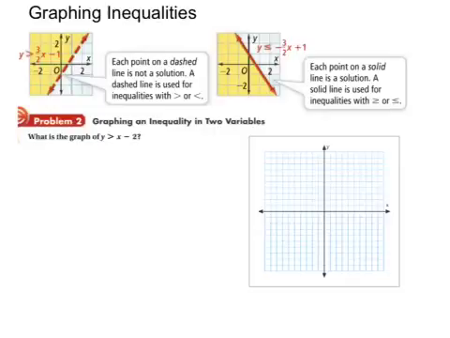On the second one on the right, y is less than or equal to negative 3 over 2x plus 1. Each point on a solid line is a solution, and a solid line is used for inequalities with greater than or equal to or less than or equal to.